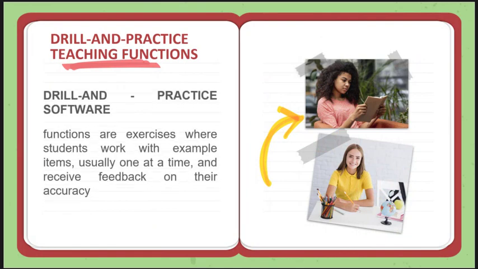Drill and practice software functions are exercises where students work with example items, usually one at a time, and receive feedback on their accuracy. Programs vary considerably in the kind of feedback they provide in response to the student input. Feedback can range from simple okay or no try again to elaborate animated displays or verbal interpretations.